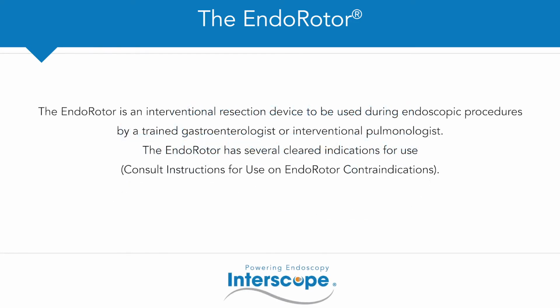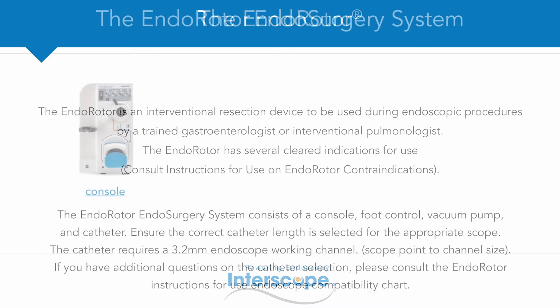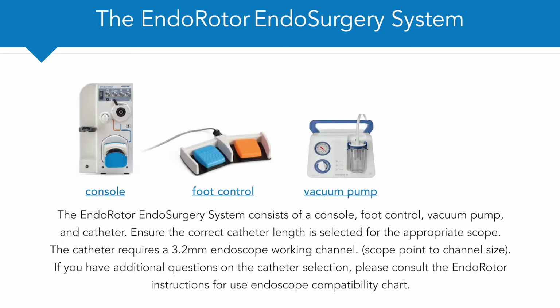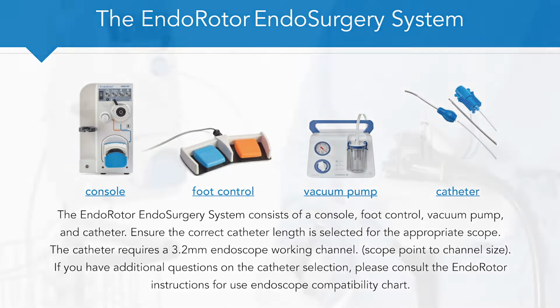The EndoRotor is an interventional resection device to be used during endoscopic procedures by a trained gastroenterologist or interventional pulmonologist. The EndoRotor has several cleared indications for use. Consult instructions for use on EndoRotor contraindications. The EndoRotor endosurgery system consists of a console, foot control, vacuum pump, and catheter.